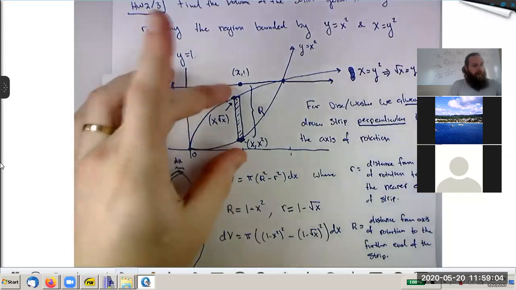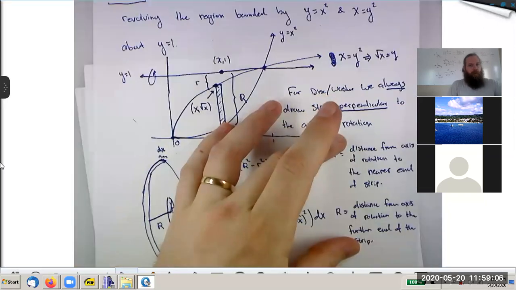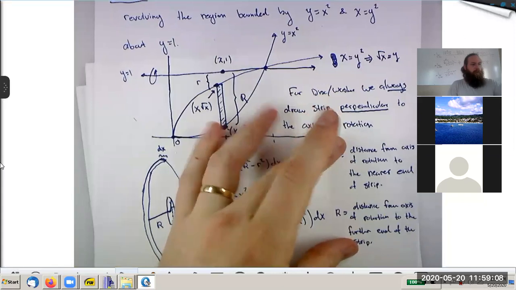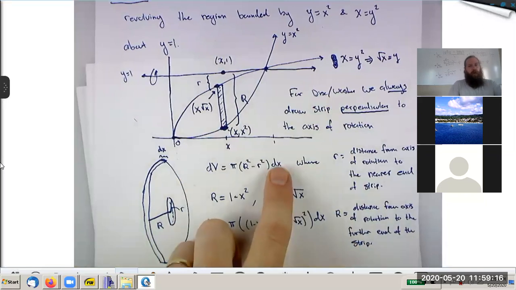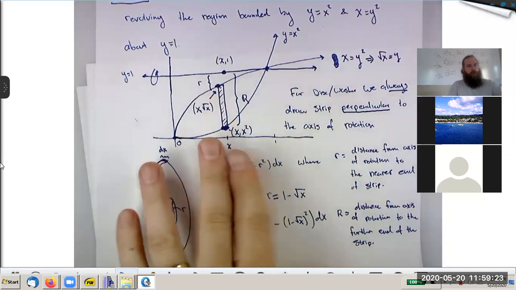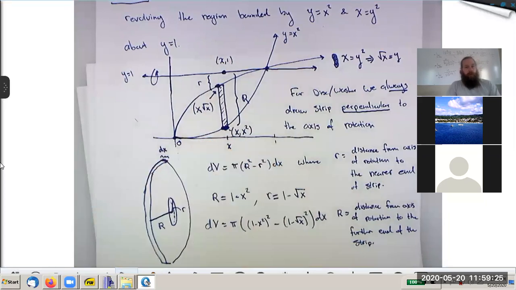To find big R and little r, you think of them this way. Distance from the axis of rotation to the nearer end of the strip, distance from the axis of rotation to the further end of the strip. Each of those you need to get in terms of the variable that is the thickness of your strip, right? That is, if your strip is a dx thickness, if your strip is going up and down, so its thickness is a horizontal thickness, then you need to get big R and little r both as functions of x. If your strip happened to be a horizontal strip, you'd have a dy thickness, and you need to get both of those as functions of y.